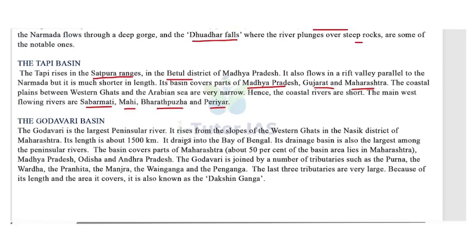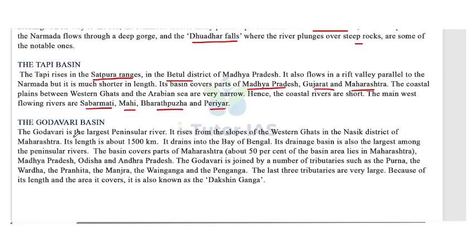Next one is the Godavari Basin. The Godavari is the largest peninsular river. It rises from the slopes of the Western Ghats in the Nasik district of Maharashtra. Its length is about 1500 kilometers and it drains into the Bay of Bengal. So the Godavari is the largest peninsular river, and it rises from the Western Ghats in the Nasik district of Maharashtra, and finally it drains into the Bay of Bengal.